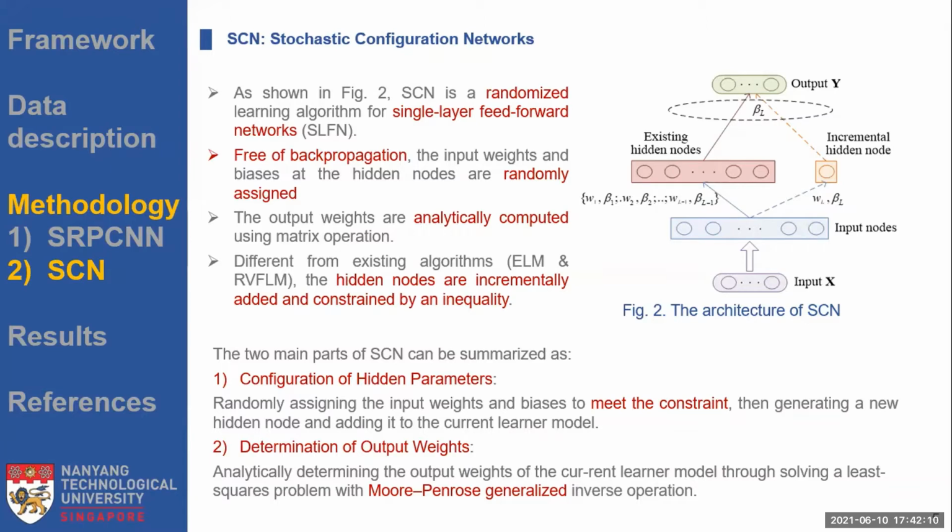The major advantage of this network is that, as I mentioned, the input weights are randomly assigned. So compared to traditional neural networks, which tend to be trained by backpropagation using gradient descent, the training of this network is free from gradient descent.